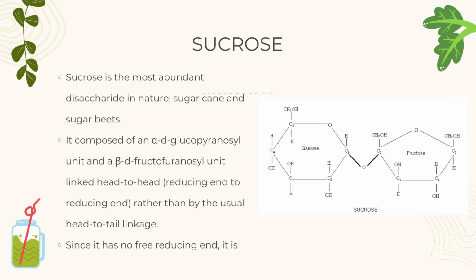The next one is sucrose, known as table sugar, which we use a lot in our kitchen. It is the most abundant disaccharide in nature and is found in sugarcane and sugar beets. Since it has no free reducing end, it is not a reducing sugar.